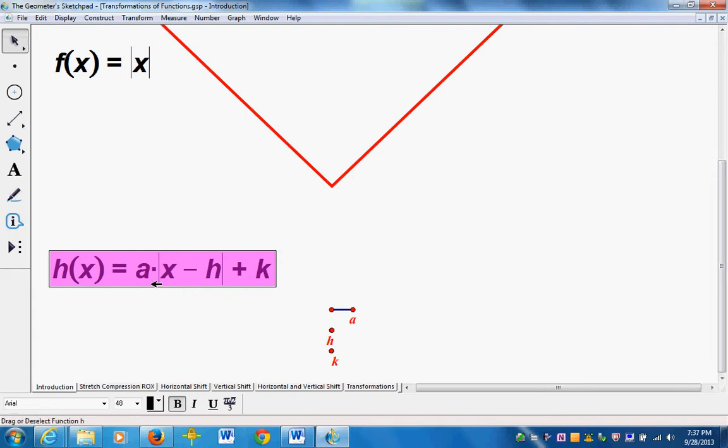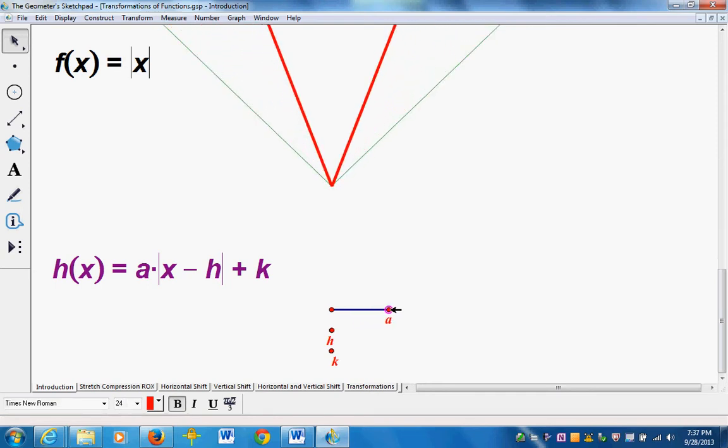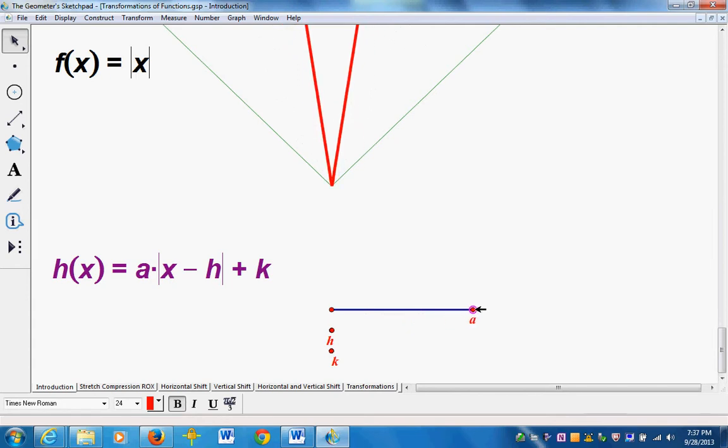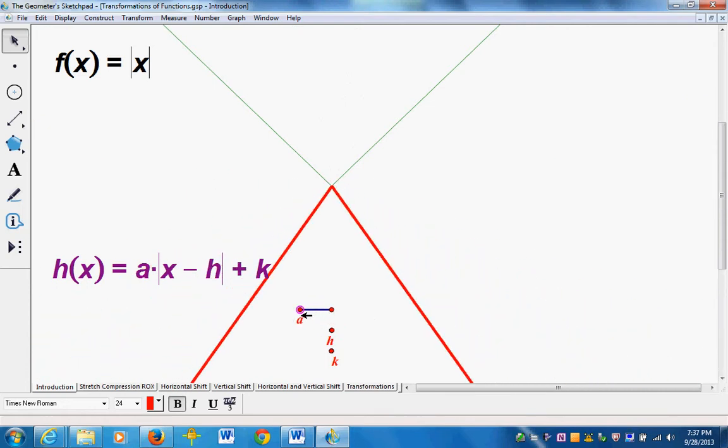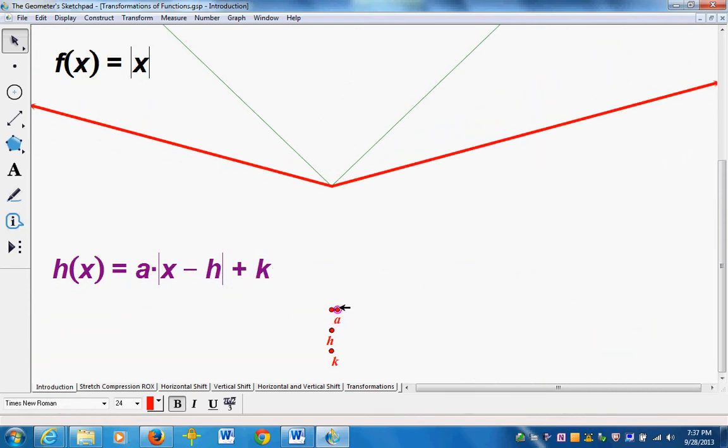What we're going to examine is what effect changing the coefficient A in front of the absolute value has on the shape of our graph. What does changing the value of H have on changing where our graph is in space? And the same thing with K. If I just move this little slider on A, notice how it makes the function get really narrow, or how it makes the function flip. It also makes it get wide. We can see right here it gets wide.